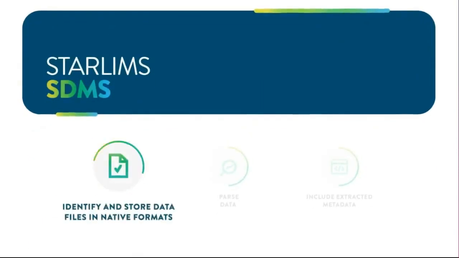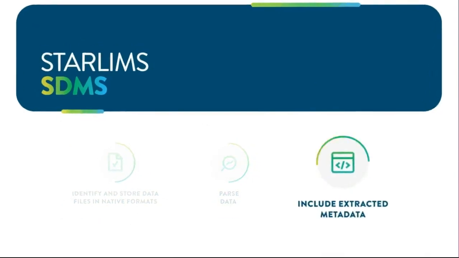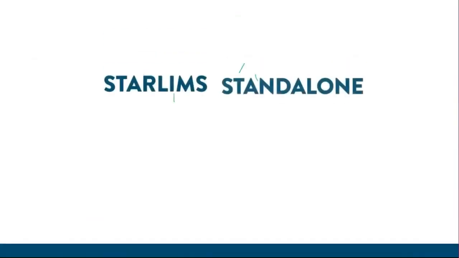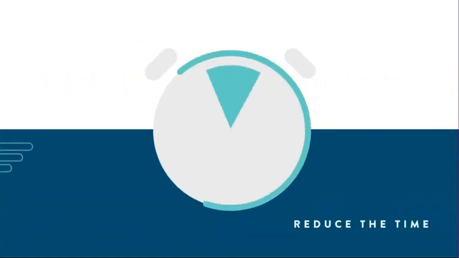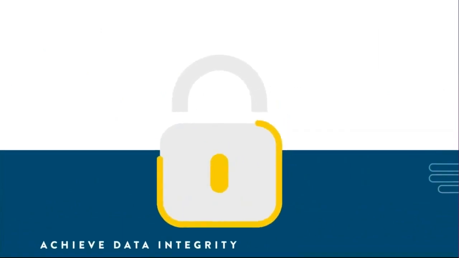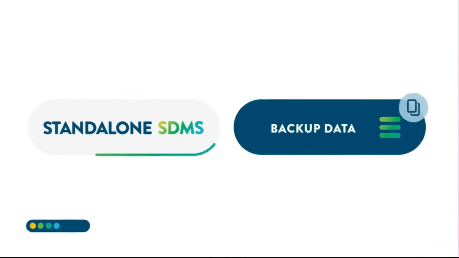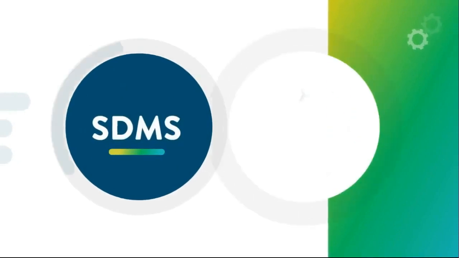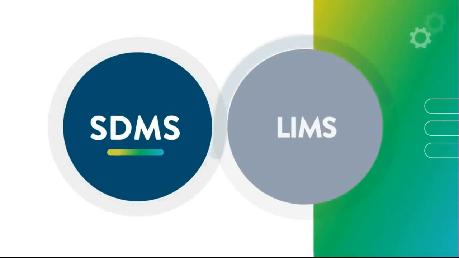STARLIMS SDMS can identify and store equipment data files in native formats, parse data, include extracted metadata, and does not require availability of the original software to create the record. STARLIMS Standalone SDMS can work independently or with an integrated LIMS system to reduce the time to achieve data integrity. Even without a LIMS, the Standalone SDMS can capture data in real time, back up data, protect it from deterioration and loss, and maintain the raw data as the original record. You have the option to later integrate it into the enterprise STARLIMS or other service, and it can also work with your existing LIMS without replacing it.